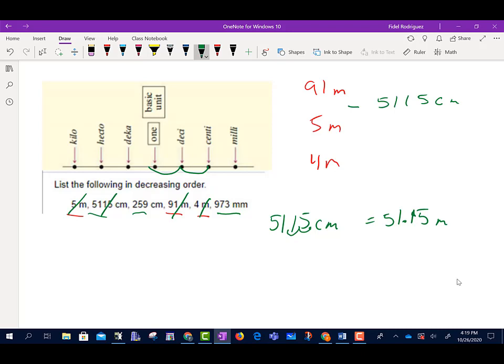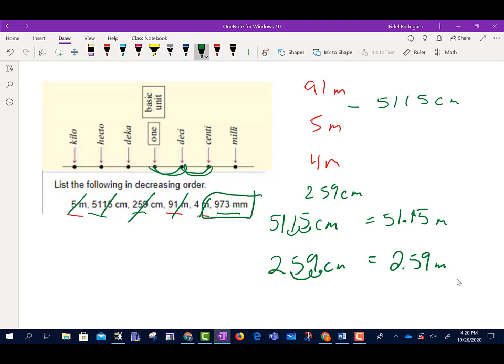Now, let's do the same thing for 259 centimeters. I'm going to go 1, 2. So here's my decimal point, 1, 2. This would be 2.59 meters. So 259 centimeters seems like it's going to go right there. Okay. And then we still need to convert 973 millimeters.